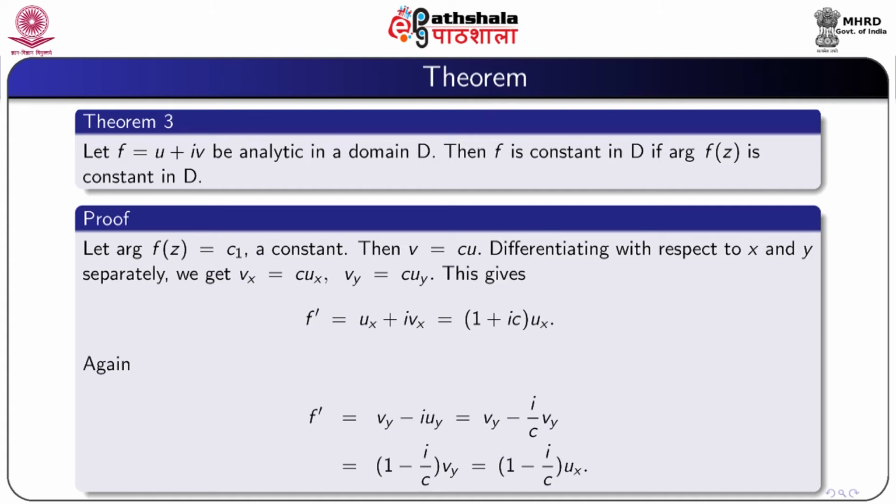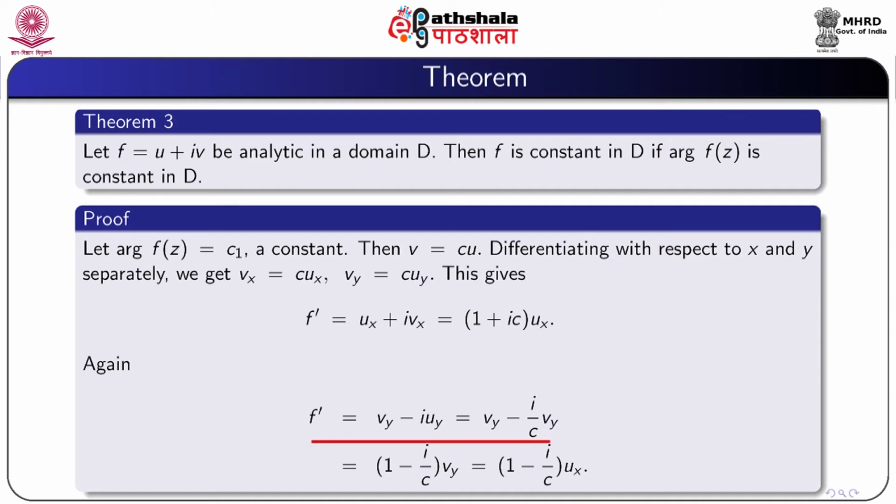Now, differentiating this relation with respect to x and y separately, we can get v_x equal to C u_x and v_y equal to C u_y, and this gives f'(z) equal to u_x plus i v_x, that is equal to 1 plus i C into u_x.